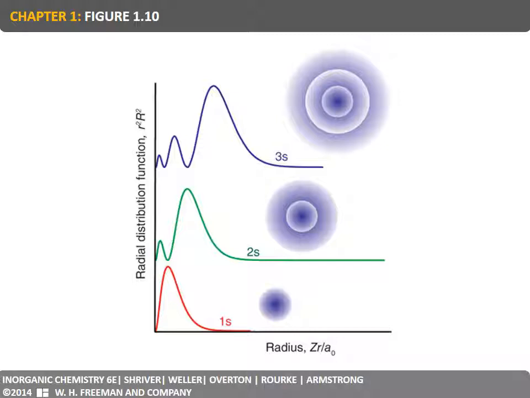Before we move forward to radial distribution functions, here is another image that represents quite well how these radial distribution functions look. Our 1s, as we stated, has no radial nodes, and as you can see, no radial nodes. Our 2s has one radial node. Our 3s has two radial nodes. I really like this representation. This is the radial distribution function.